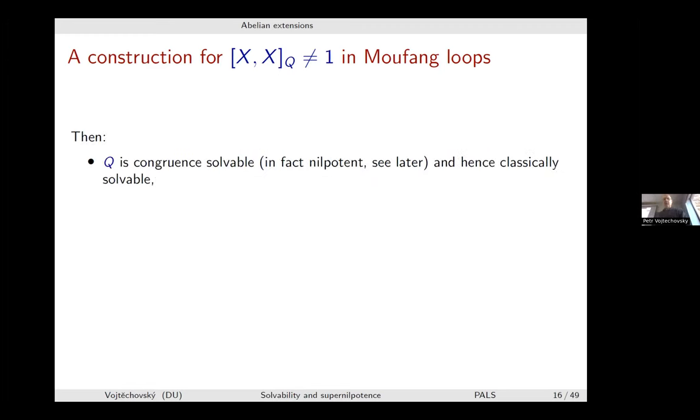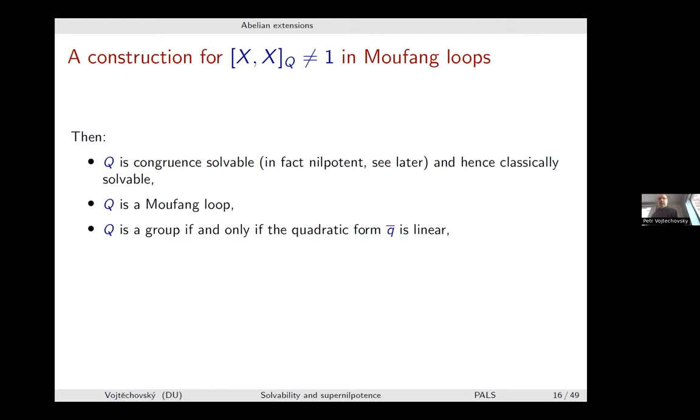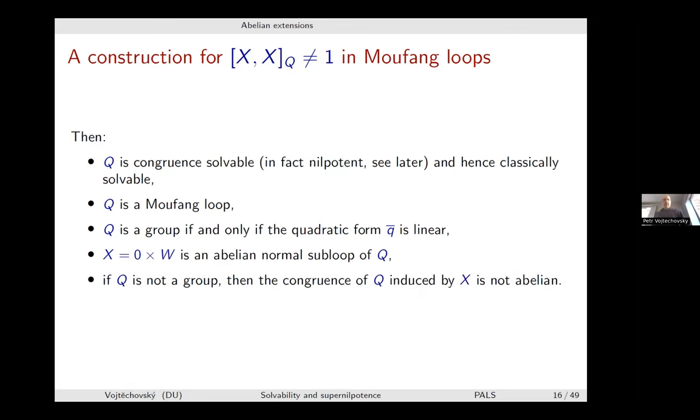And it turns out that this construction produces a loop that is congruence solvable always, therefore it's classically solvable. In fact, we'll see later, once I define the concept, that it's nilpotent. It's a Moufang loop, and it's a group if and only if the quadratic form is linear. So if the associated bilinear form vanishes, then you get a group. If it doesn't vanish, you get a non-associative example. It has an abelian normal subloop, namely 0 times the vector space W. And anytime it's not a group, then this X is not going to induce an abelian congruence.